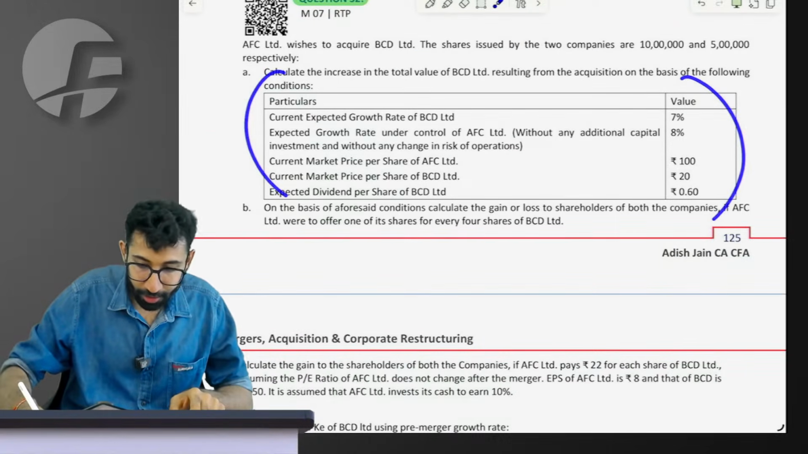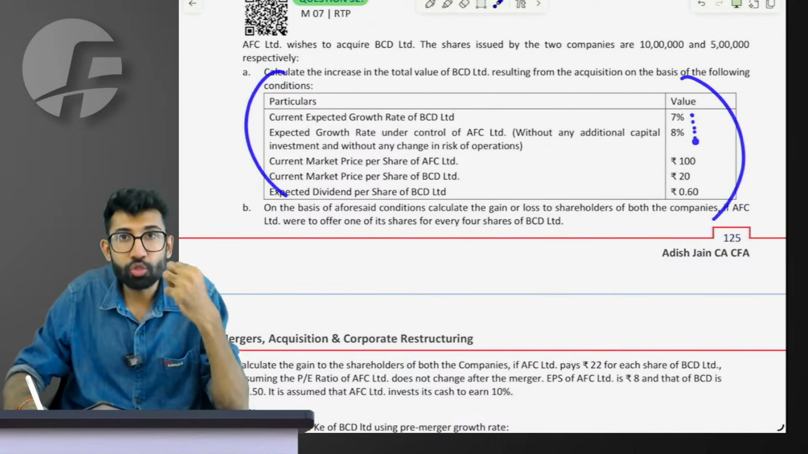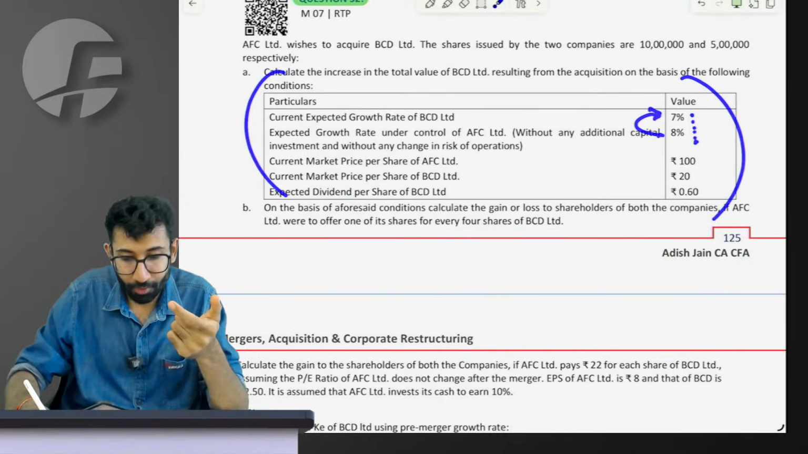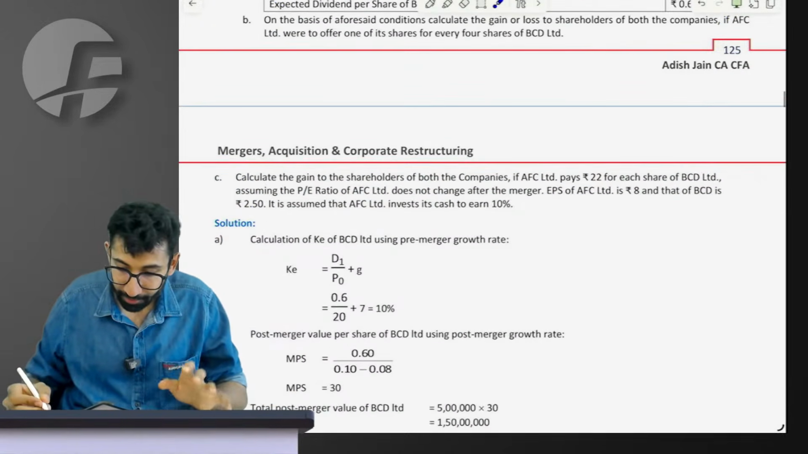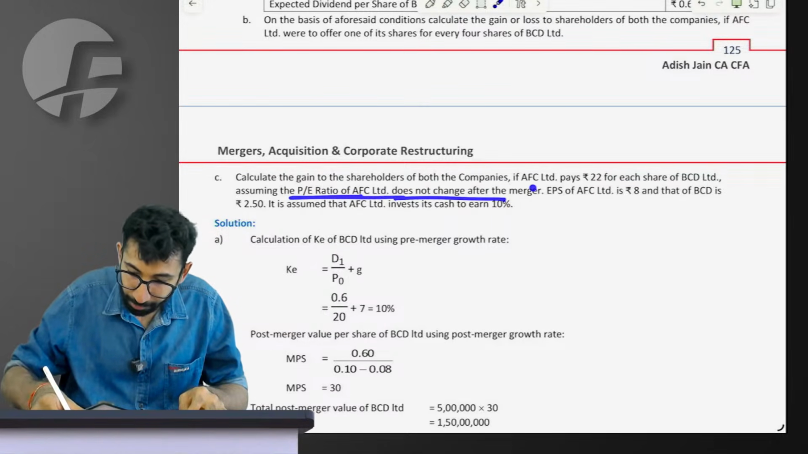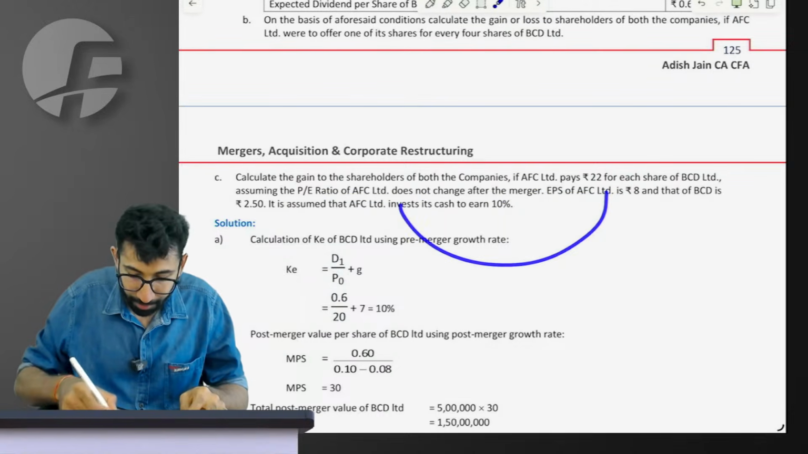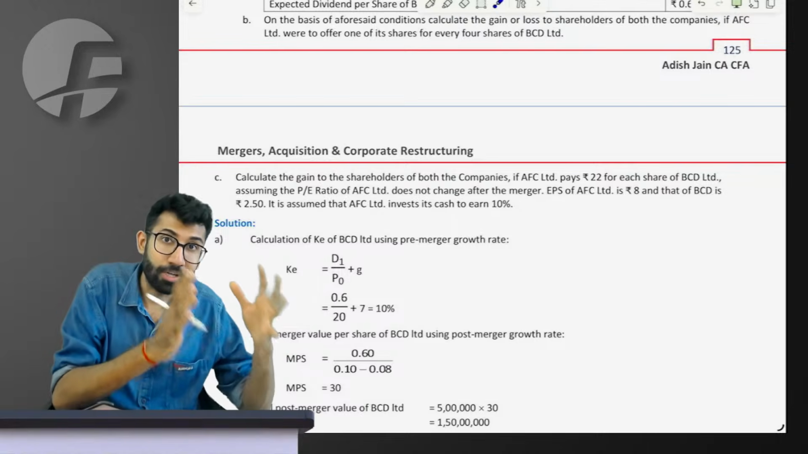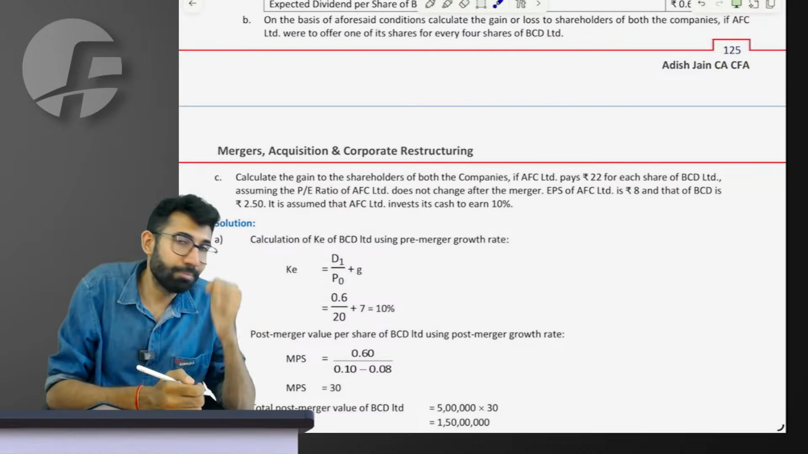The A part of this question makes you follow the value approach. You need post-merger MPS, but using the value approach, my value plus your value. But in the C part, they suddenly change the entire plot. They say, sir, assuming P/E ratio does not change, and the EPS of the companies has been given. Sir, if EPS is given and they say P/E does not change, isn't it that they want you to calculate the market price now using the earnings approach?